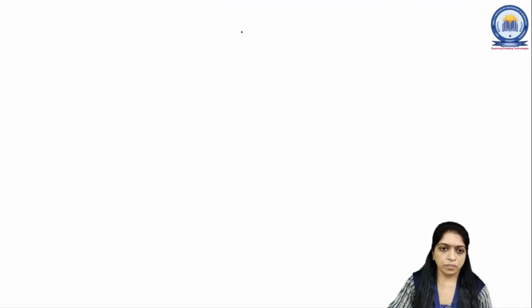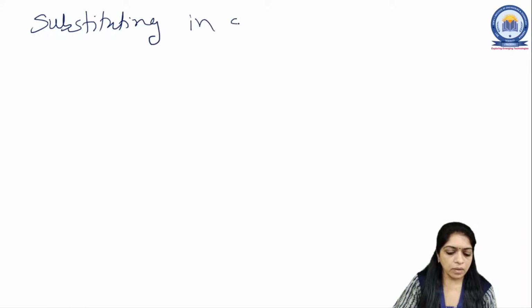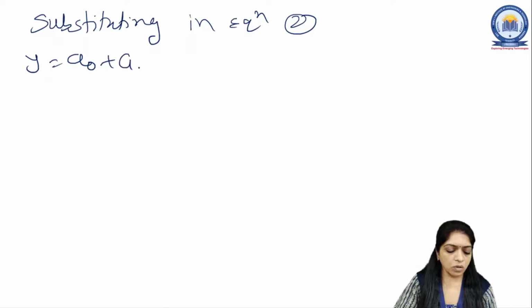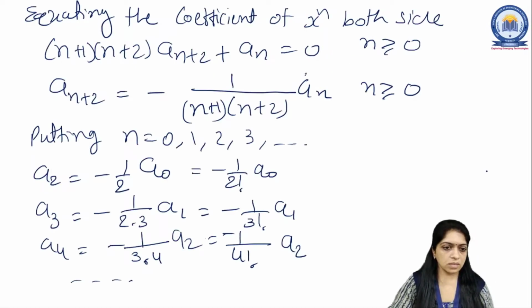So substituting in equation, y equal to a0 plus a1x minus 1 by 2 factorial a0 x square minus 1 by 3 factorial a1 x cube plus 1 by 4 factorial a0 x raised to 4 plus up to so on, right? This one is plus here, right?